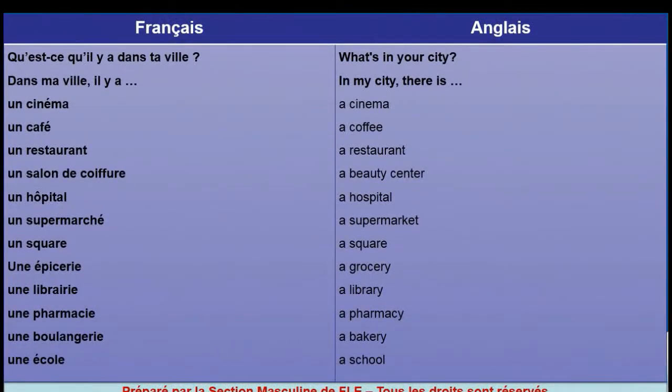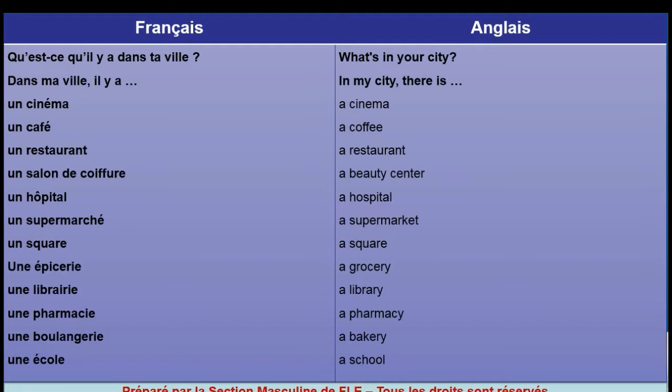Qu'est-ce qu'il y a dans ta ville? What is in your city? You say dans ma ville il y a, in my city there is. After that we say what we have. If you remember, you will find some words we use in English also in French, like un cinéma, un café. So it's not difficult for the students to say it.